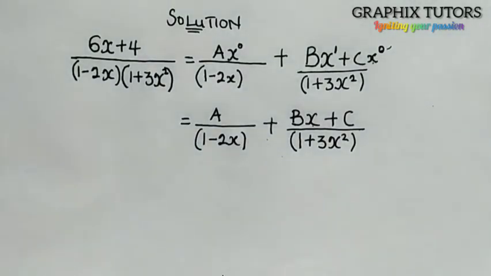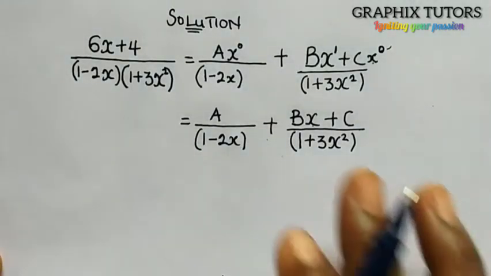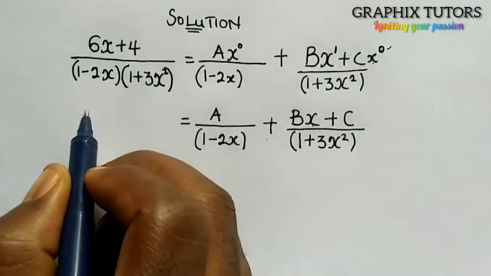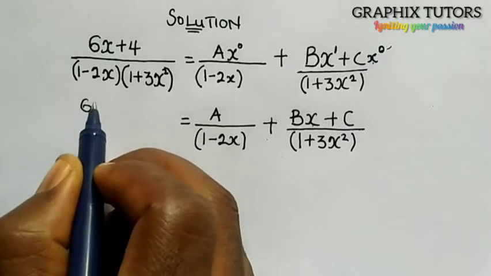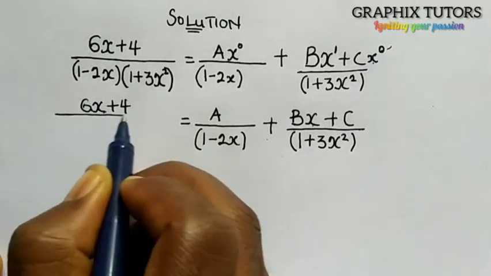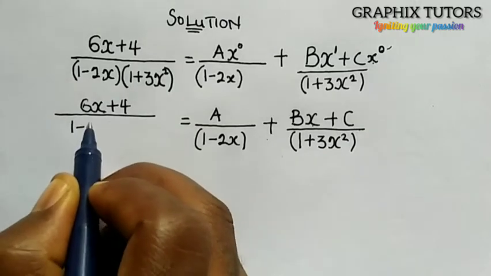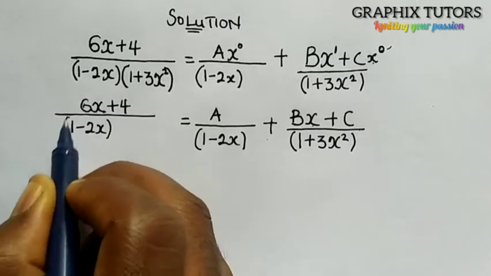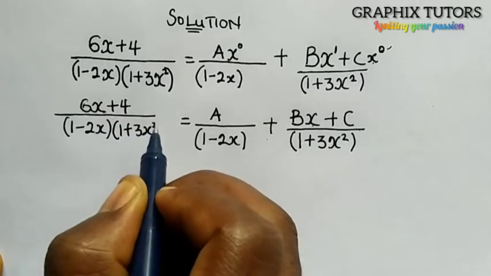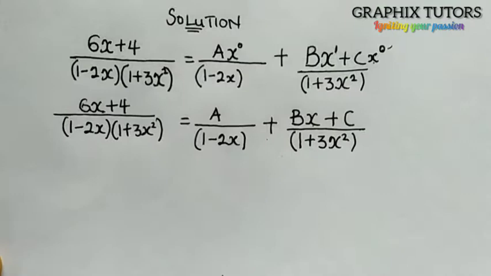So let's move forward. If you watch my video on partial fractions, you get to understand what I'm trying to say here. Now this will be equal to (6x + 4) all over (1 - 2x)(1 + 3x²) equals to this.